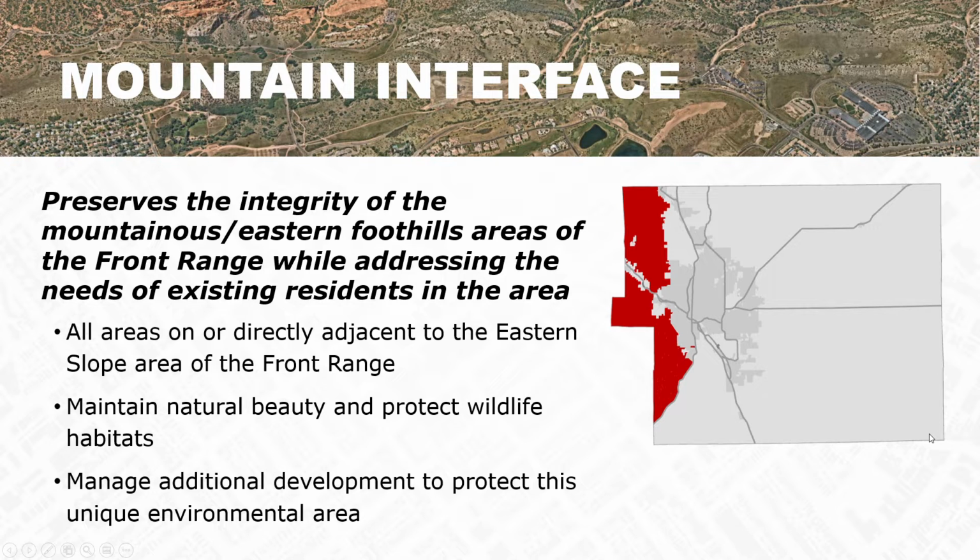Next up is the mountain interface. This is the sloped areas and the front range area along the western edge of the county. It preserves the integrity of the mountainous eastern foothills areas of the front range while addressing the needs of existing residents that currently occupy many of these areas. All areas on or directly adjacent to the eastern slope area of the front range. These areas maintain natural beauty and protect wildlife habitats and manage additional development to protect this unique environmental area of the county.